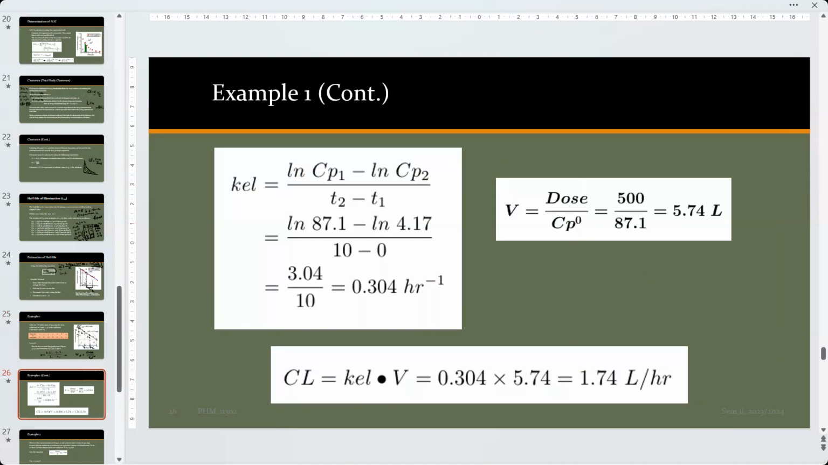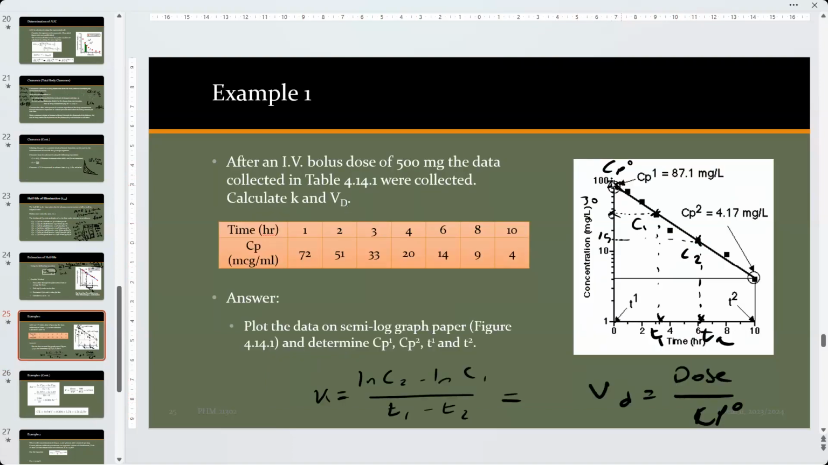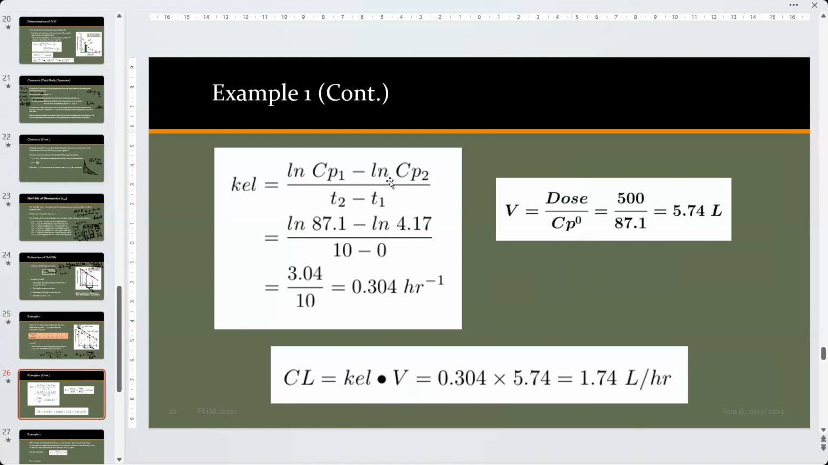So here we determine 2 points, just to give ourselves, just take it easy. Since you will extend and determine CP naught, you can use CP naught as your C1 and use another point as C2. Okay, and CP naught is at time 0. That's a very simple thing. So CP naught here is 87.1 at time 0, and CP2 is 4.17 at 10 hours. You calculate K, this is the value of K.